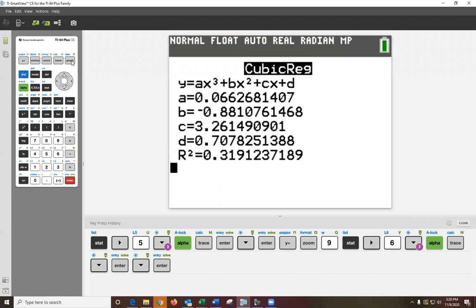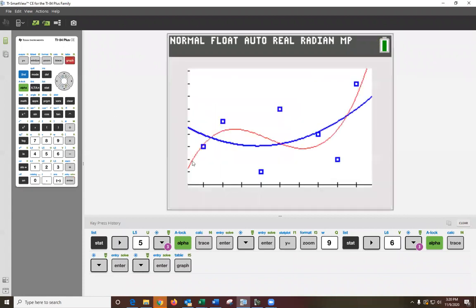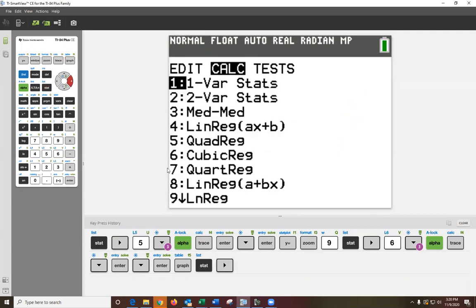Okay, if we take a look at the graph, the skinnier line, I think it's red. I don't know, I'm colorblind. It fits it better, kind of looks like it follows the pattern a little better. It's not great. And you know what, you could go back to stat, right, and maybe try quartic or linreg or lnreg or something. See if you find something better.